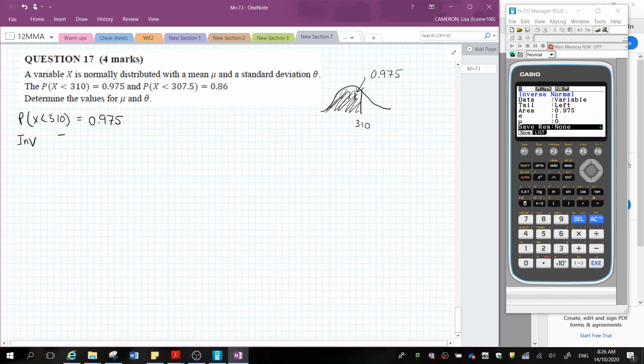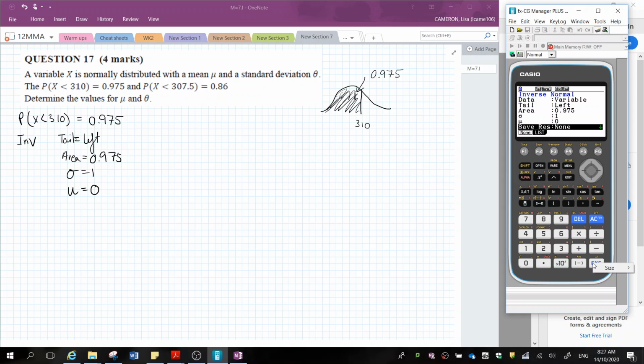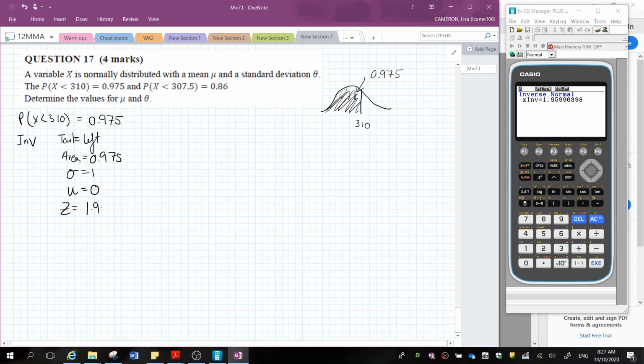So we've got tail is left, area is 0.975, the standard deviation is 1, and the mean is 0. So we're going to execute that. Now remember, we're rounding to 4 decimal places. Okay, so if I round this number to 4 decimal places, this 6 makes the 9 round up, which makes that one round up, which makes it 1.96. So our first one, the z-score equals 1.96.